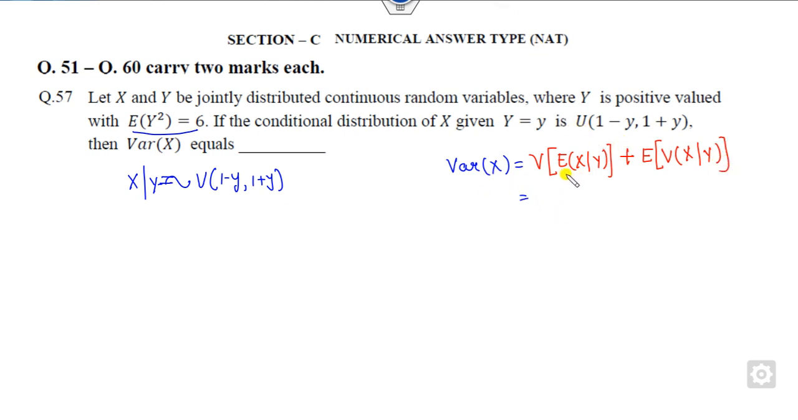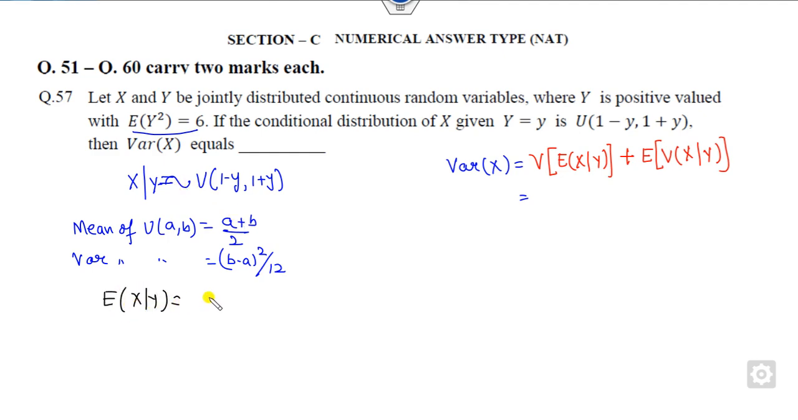Now you have to find the expected value of x condition y. We all know the mean of the uniform distribution over the interval a, b is a plus b by 2, and the variance of the uniform distribution is b minus a whole square divided by 12. So from here, can you find the mean? A plus b, this is my a, this is my b, so it's 2 upon 2, that's 1. What is the variance of x condition y? B minus a is 2y, so 4y square over 12, which is nothing but y square upon 3.